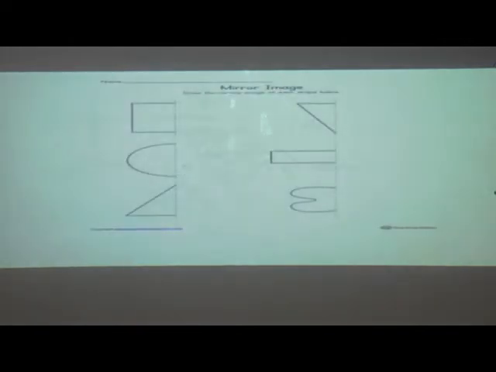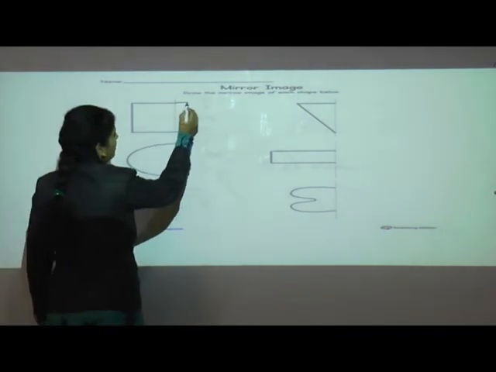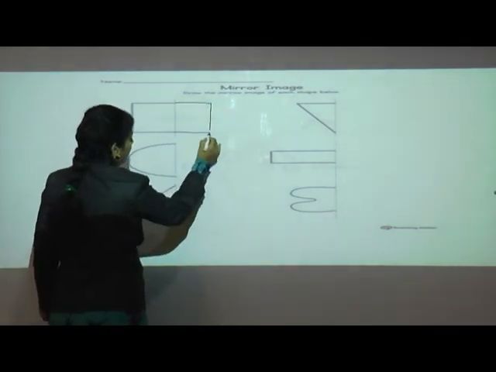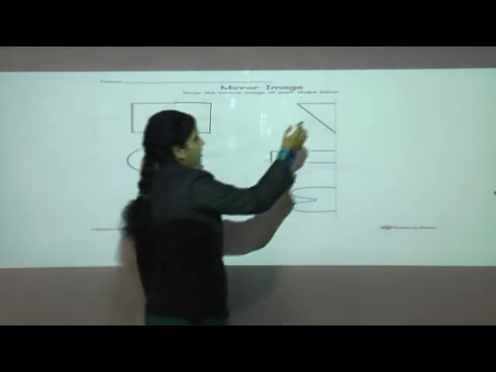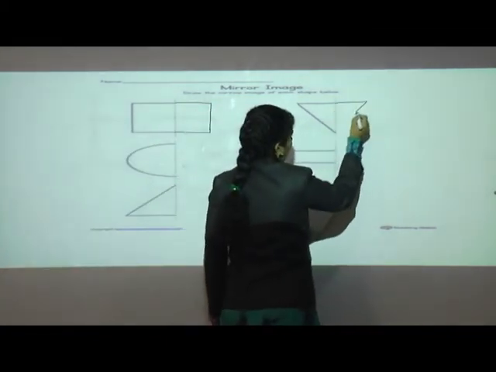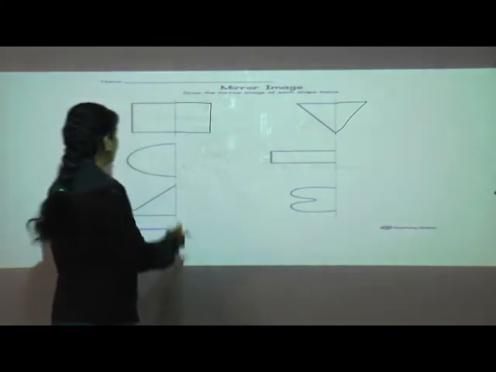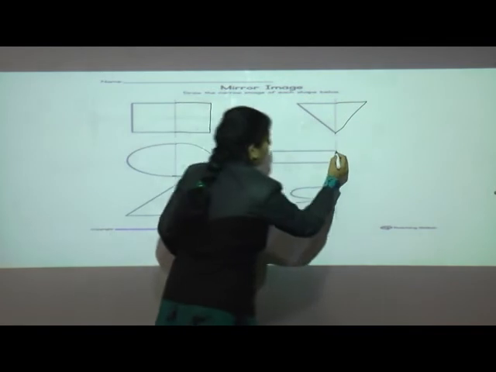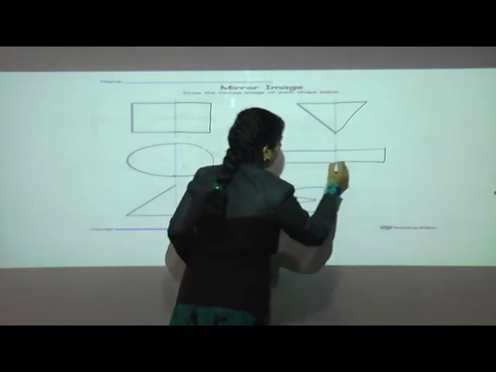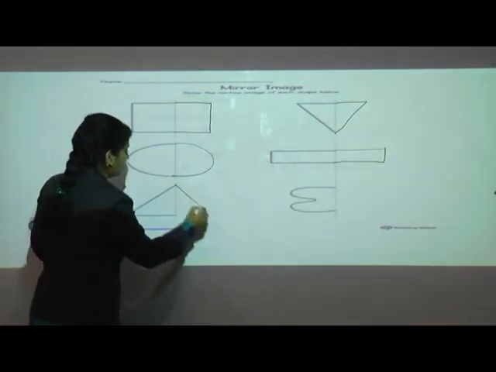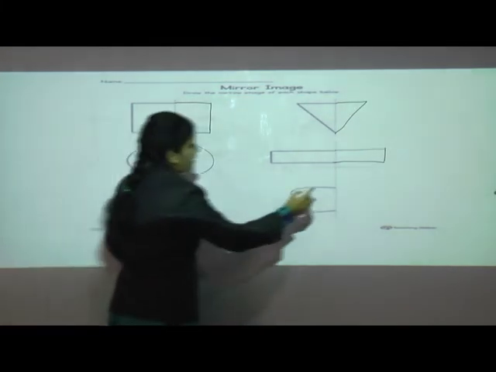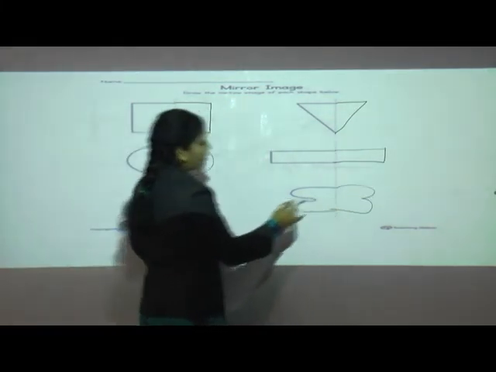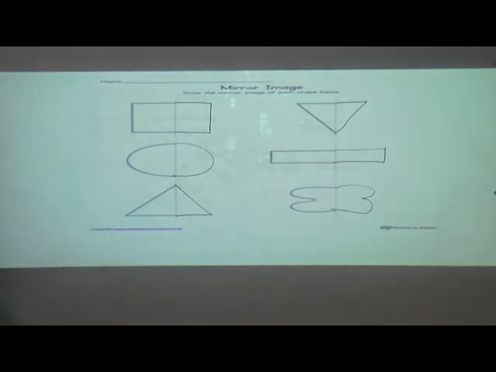See, here are some figures of mirror images. That means the mirror image will complete the figure. See, this is a mirror image and this will complete this figure, isn't it? Now here, mirror image. See here, and for this, see again here, and this one is a mirror image. Now, have all of you understood what is meant by mirror image or reflection?